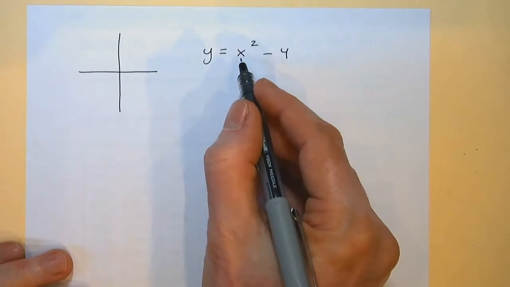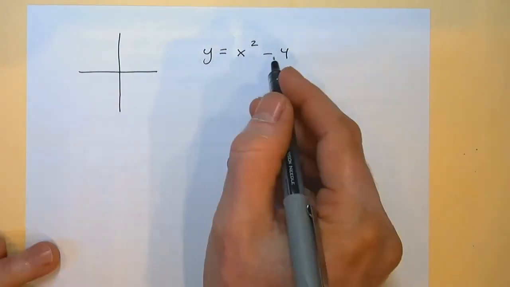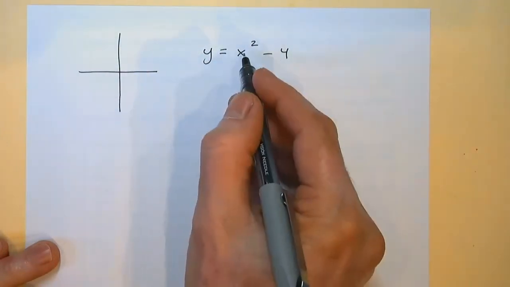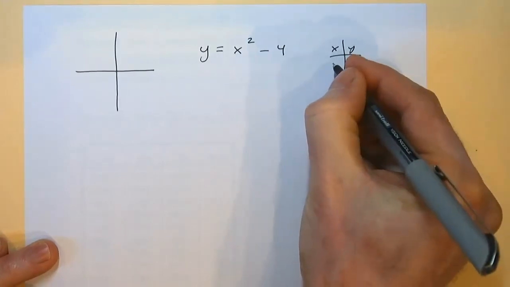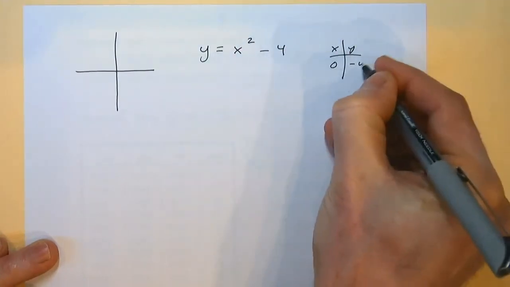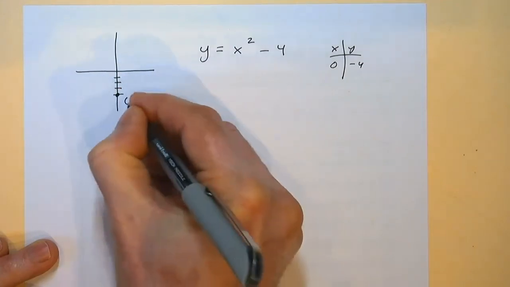X squared is a happy parabola. And you might remember how to graph this. You kind of go, let's see, where does it go? The vertex. This is a parabola, but not at 0, it's down 4. I could make a table, and the lowest this could be is 0, and you get negative 4. This is a parabola down at 1, 2, 3, 4.